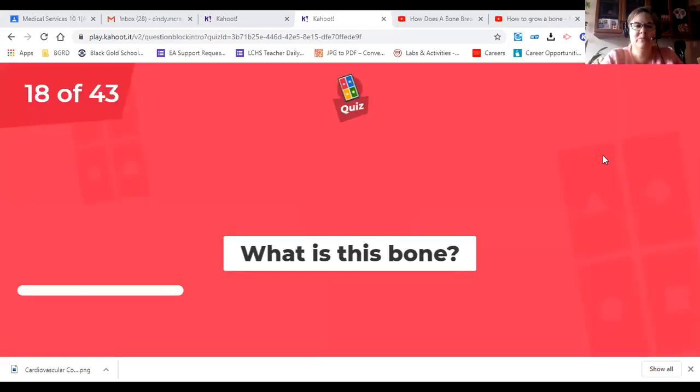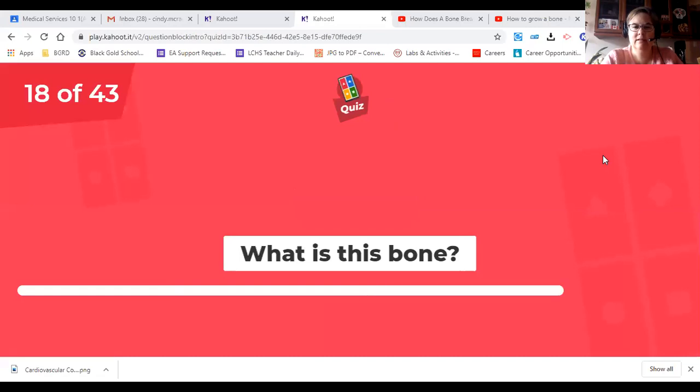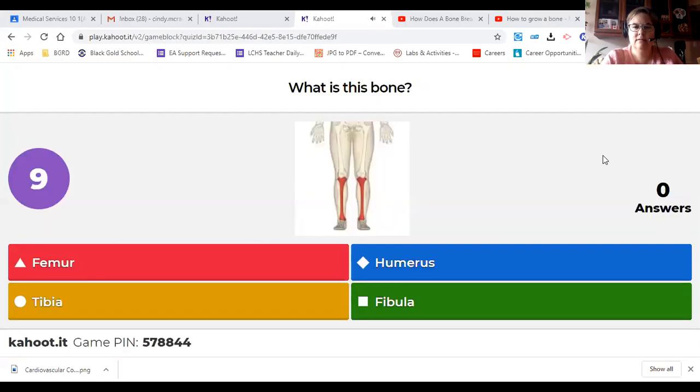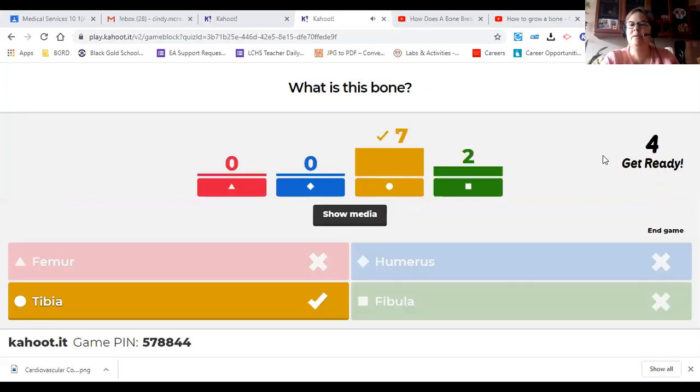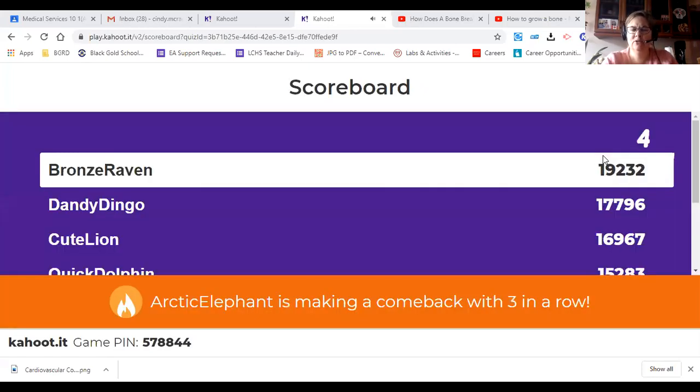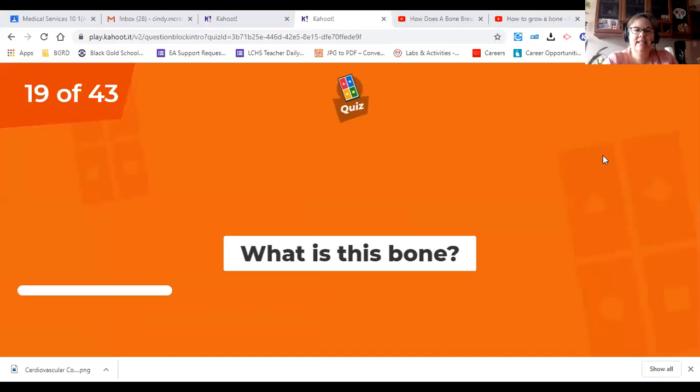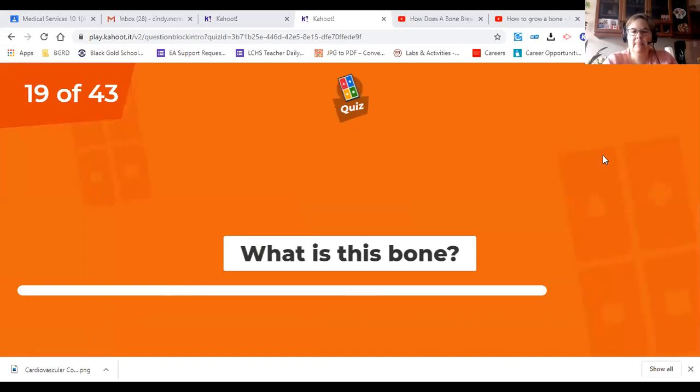Name that bone. That is the tibia, otherwise known as our shin bone. Ooh, top 4 stayed the same again. We gotta give you guys a bit of a challenge. Oh, Arctic Elephant making a comeback. Nice. Name this bone.